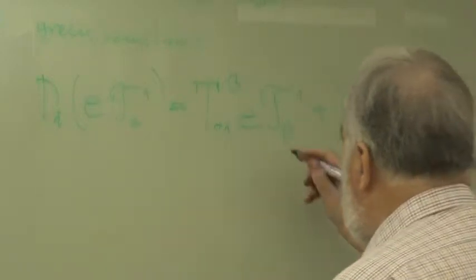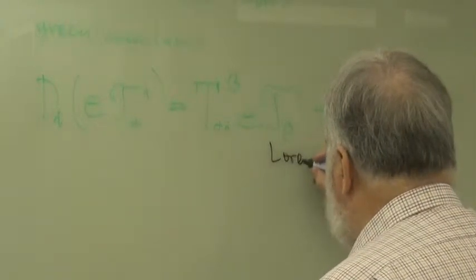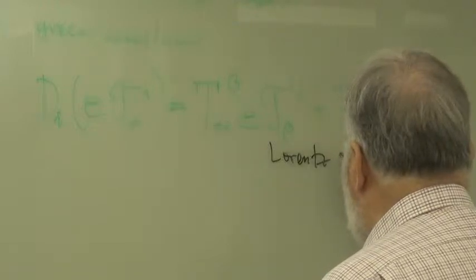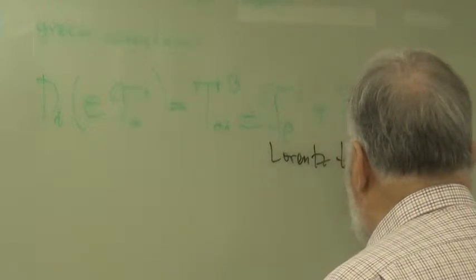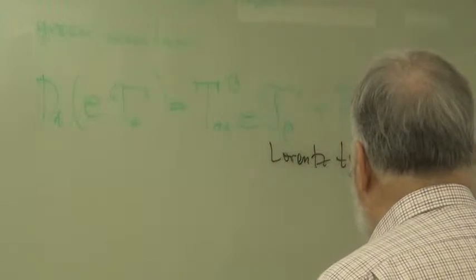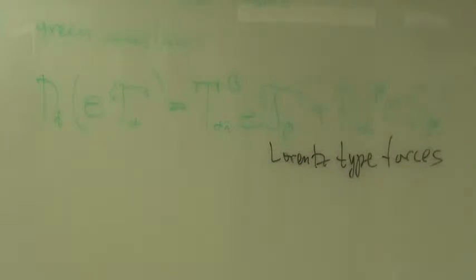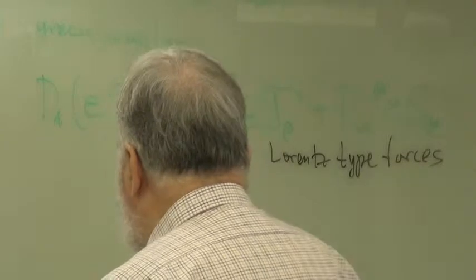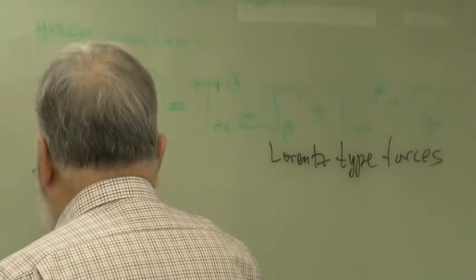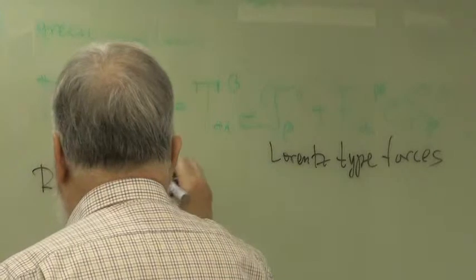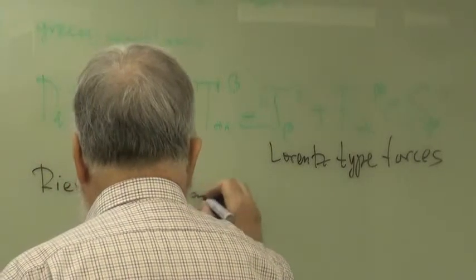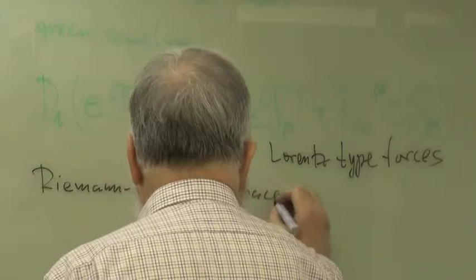And in a Cartan theory of gravity, Lorentz-type forces. You have no longer a zero on the right hand side, but you have this on the right hand side. In the end, what you end up with, you end up in a Riemann-Cartan space. And we have already looked into some of the features of the Riemann-Cartan space.